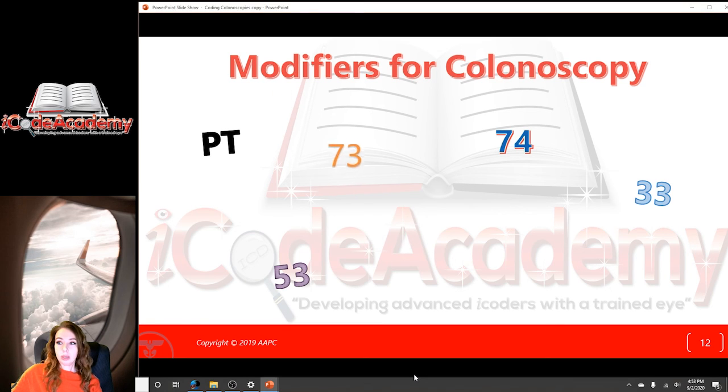The next one's going to be our modifier 73. This again is for a discontinued outpatient procedure prior to anesthesia. So if the anesthesia is started, but the colonoscopy was never started, this is where we're going to add 73 to the colonoscopy.